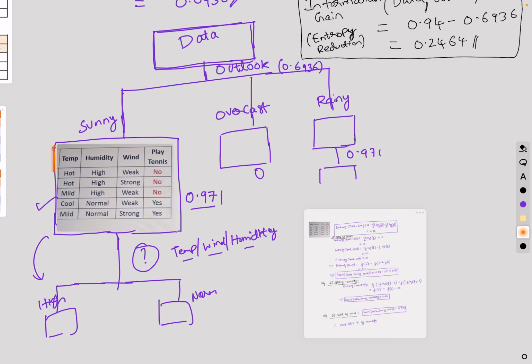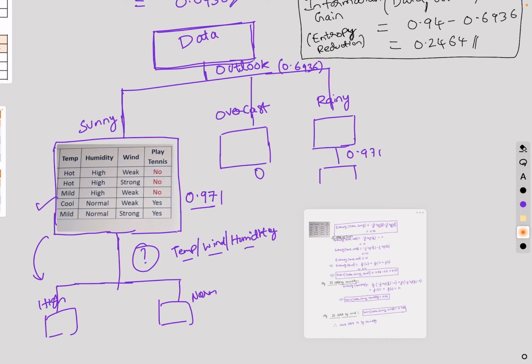And for this particular data, the entropy at this level is 0.971, which means the level of uncertainty is very high. For this particular subset, the entropy is 0, which means uncertainty is 0. And then again over here, the entropy is 0.971, same as this one. So at this subset, the uncertainty is very high.